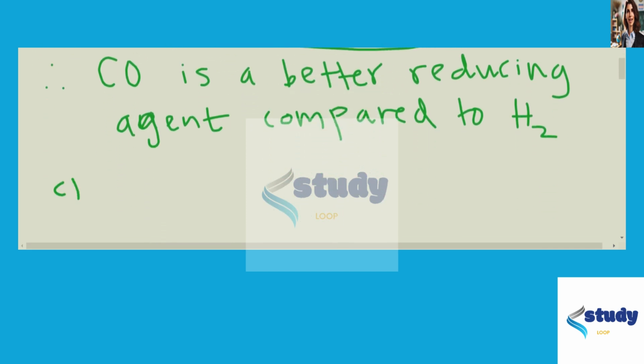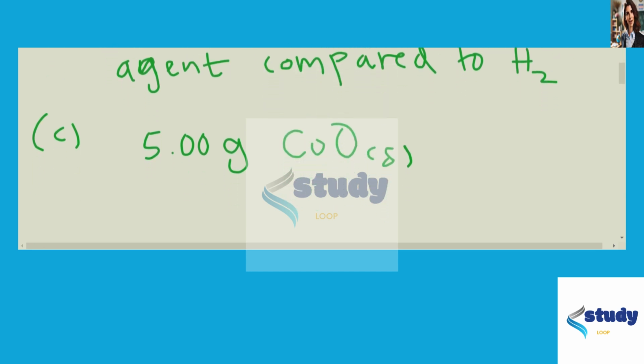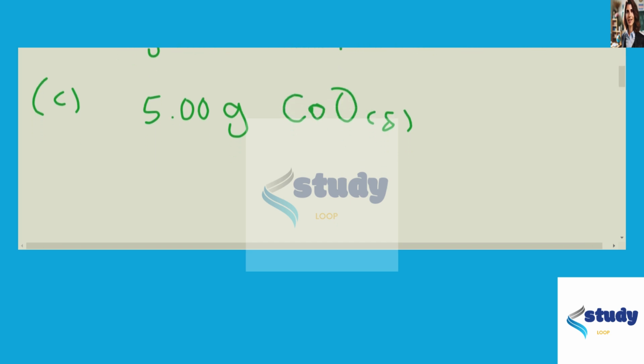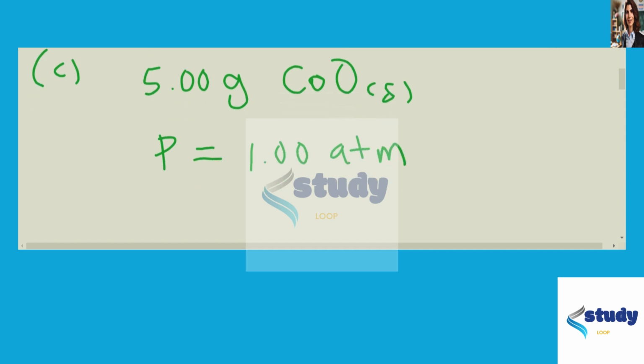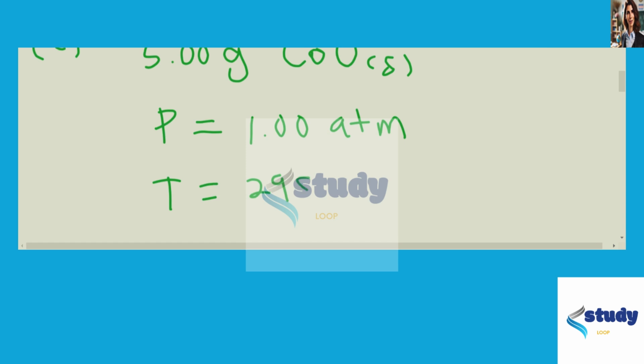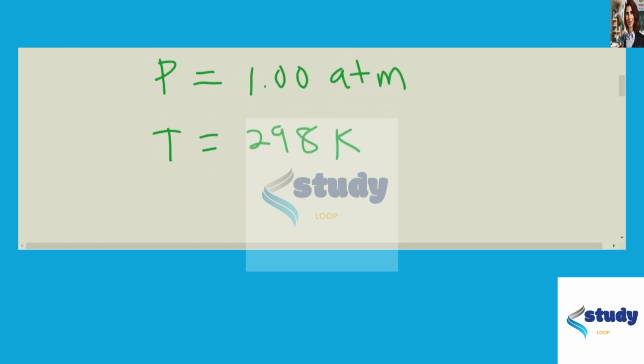In the third part, we are asked to do a calculation, and we're told that someone took a sealed tube and placed 5.00 grams of cobalt oxide solid in it, and then pumped some carbon monoxide gas into it until the pressure of the vessel rose to 1.00 atm, and the temperature was 298 Kelvin, while the volume of the vessel is 250 milliliters or 0.25 liters.